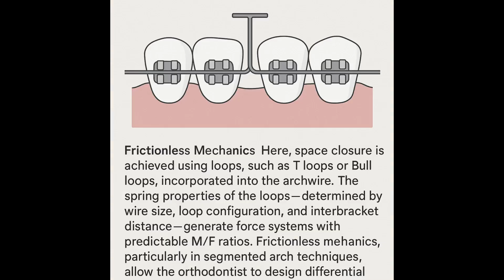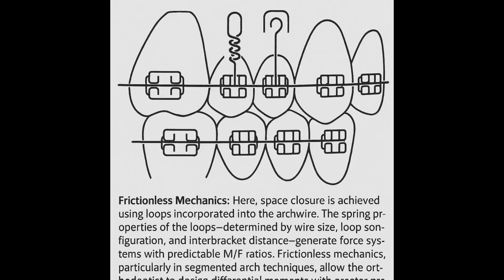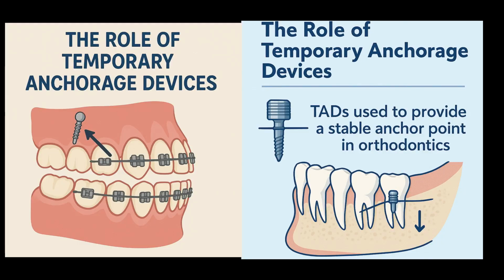2. Frictionless mechanics. Here, space closure is achieved using loops, such as T-loops or bull loops, incorporated into the arch wire. The spring properties of the loops, determined by wire size, loop configuration, and interbracket distance, generate force systems with predictable M/F ratios. Frictionless mechanics, particularly in segmented arch techniques, allow the orthodontist to design differential moments with greater precision. Part 5. The role of temporary anchorage devices.